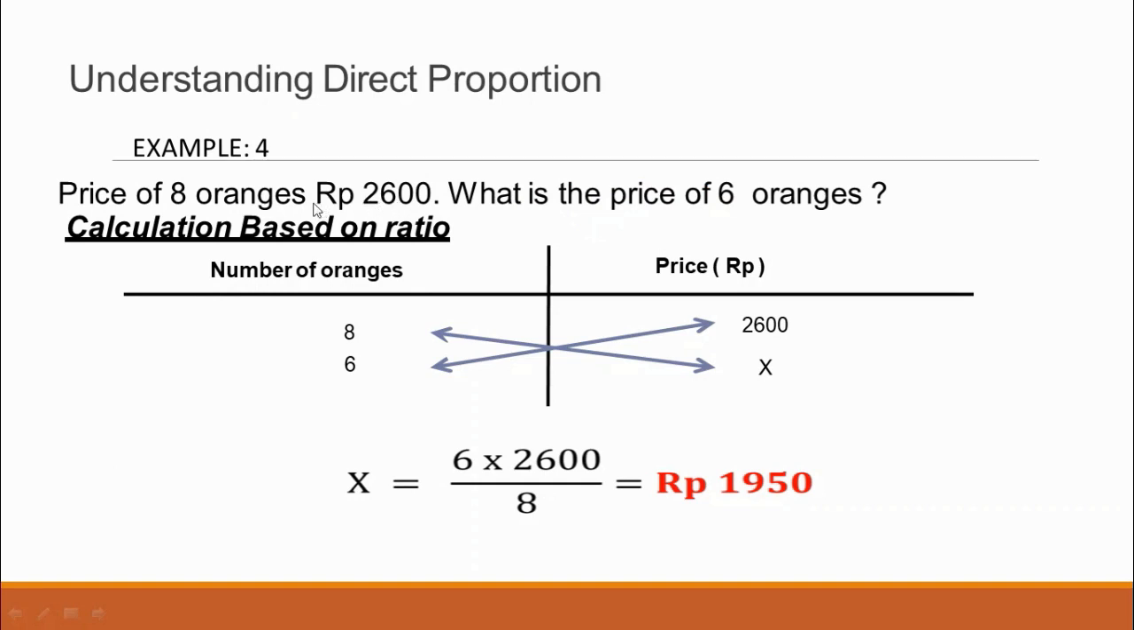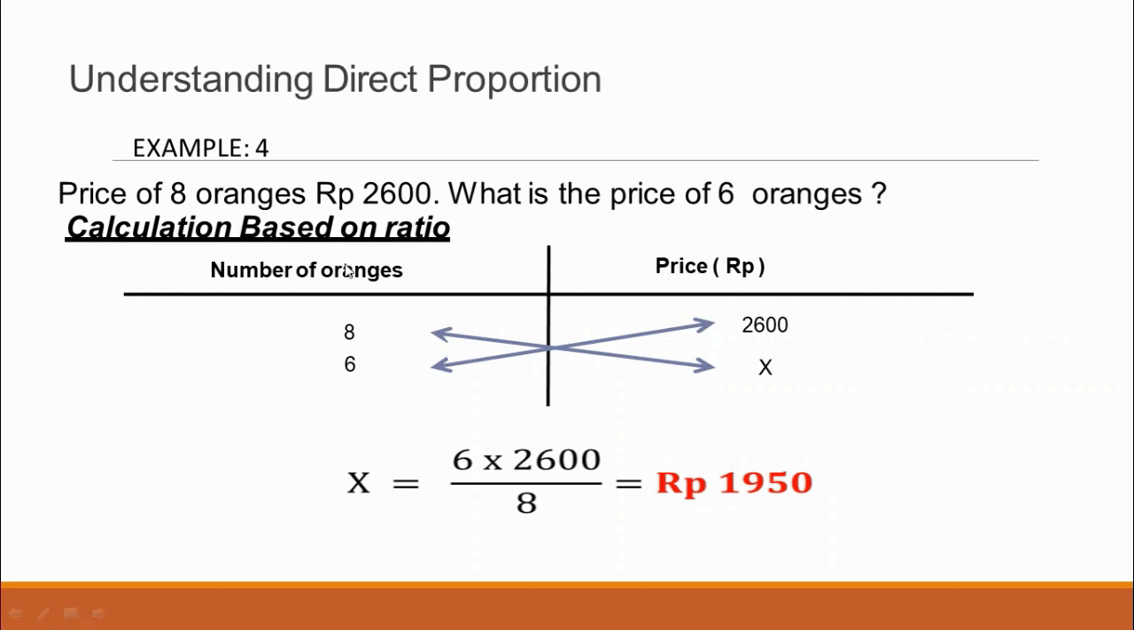2600 rupees. What is the price of 6 oranges? So use this matrix position. In the first column, put the number of oranges, and in the second column, put the price.